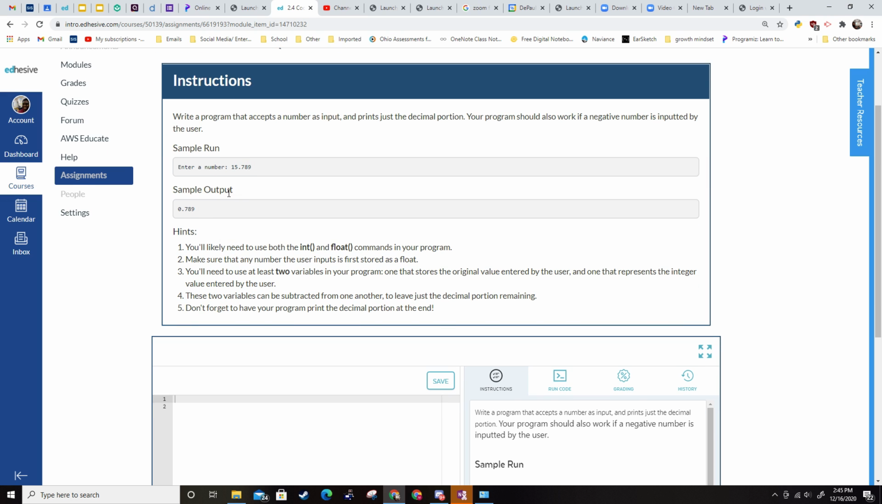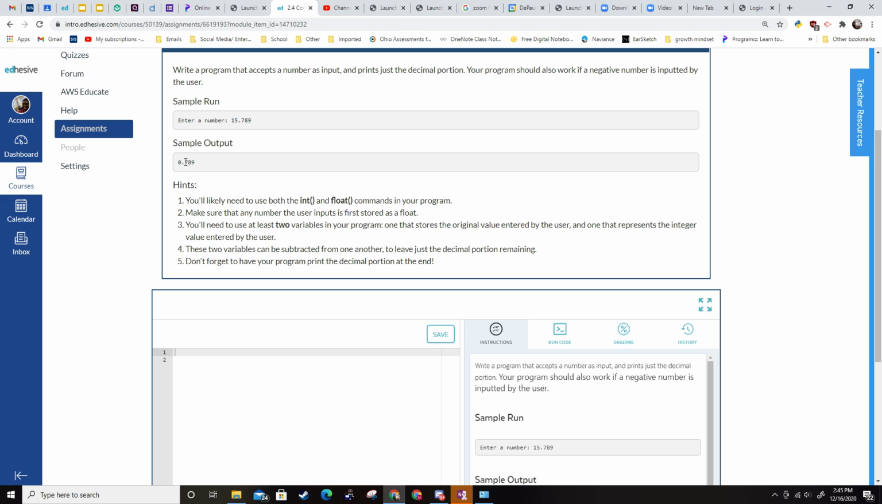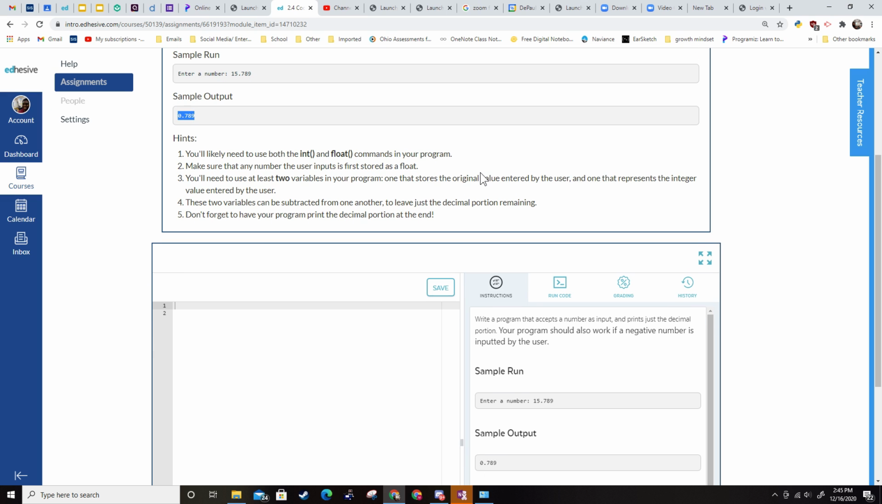Now, your answer shouldn't have any negatives, and by me saying that more than once, this means that we're going to be using the absolute value function somewhere in here. Now, these hints tell you to use both the integer and float commands in your program. Make sure that any number that the user inputs is stored as a float. So that lets you know one thing: your input involves the float command.